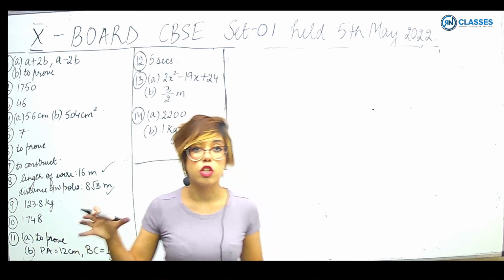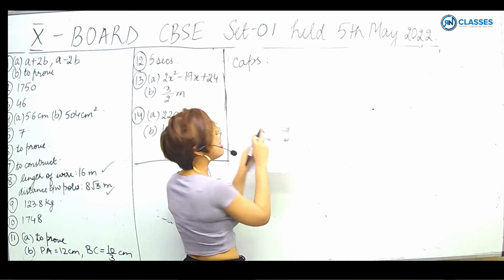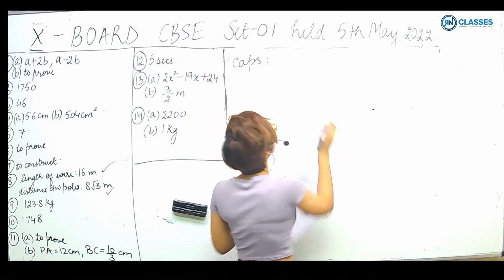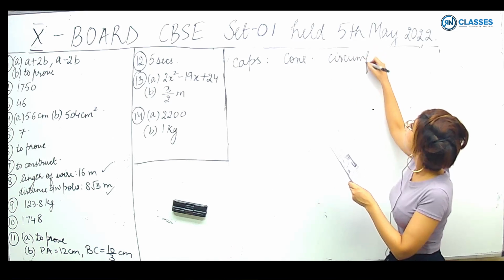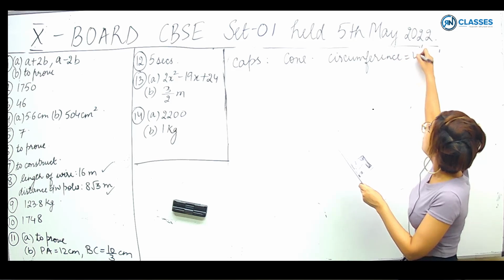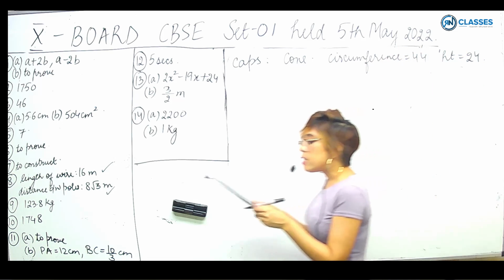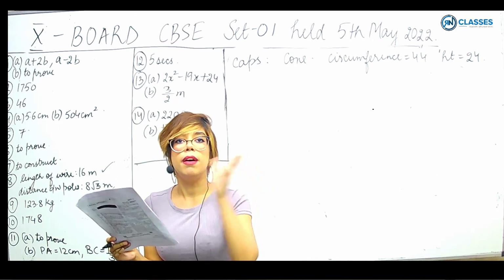Now based on the above information, he says how many square centimeter paper would be used to make 4 such caps. So let me talk about caps first. Now, obviously, he says conical shape with base circumference 44 centimeter. So, it is a cone. Circumference is given to you. Obviously, that is 44. And height of the cone is given, that is 24.